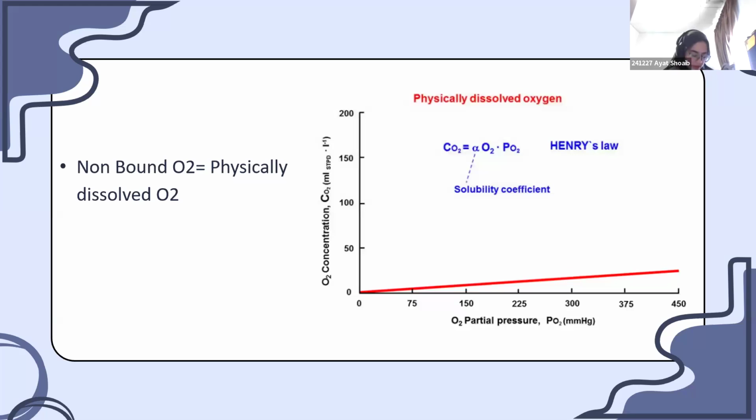Another thing is physically dissolved oxygen. What is physical? You can see something. You can see a bottle, you can see another person, you can physically see them. So this oxygen, you can't really see it, but it's there. It's not bound to anything. It's free, on its own. So it's non-bound oxygen, or physically dissolved oxygen.